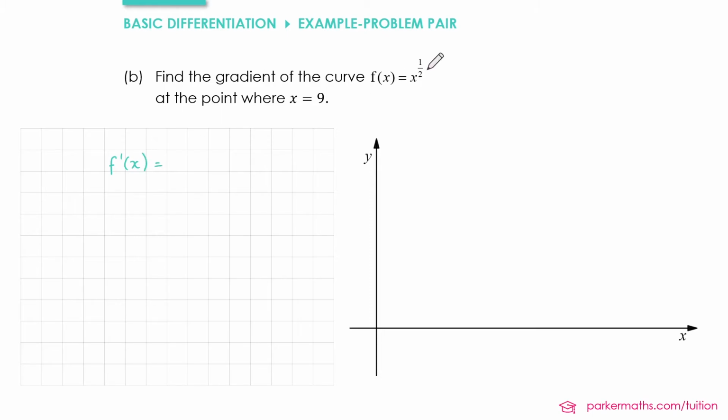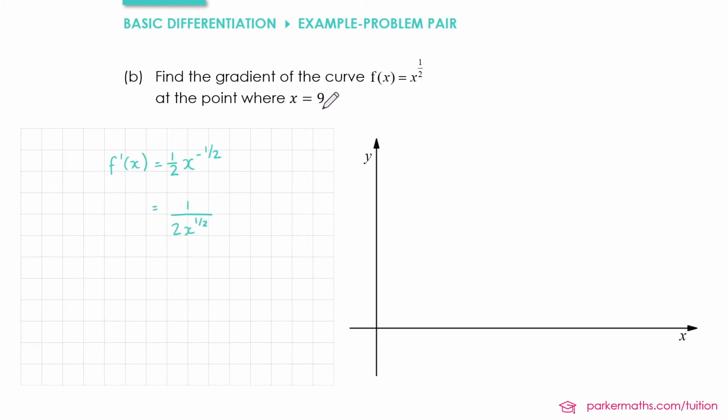Once again, we multiply first by the power, that gives us a half out front, and then we reduce the power by 1 to give us x to the -1/2. You could, if you want, leave it like that, but I'm going to rewrite this as a fraction. I'm going to write it as 1 over 2x to the power of 1/2. You could also write that as 1 over 2 root x.